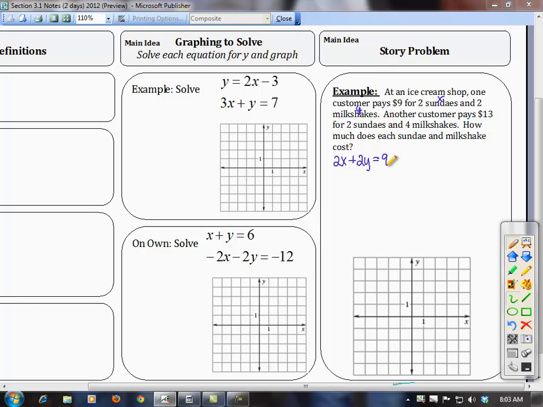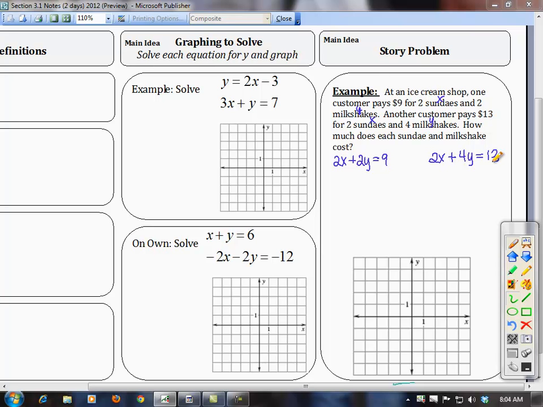Okay? Another customer pays $13 for 2 sundaes, and we said sundaes was X, and 4 milkshakes, which is Y. Now I'm going to write them right next to each other so I can solve them. So I have 2 sundaes plus 4 milkshakes equals $13. Now, our job is to solve these, to put these on a graph and figure out how much a sundae and how much a milkshake cost. So what is X and what is Y?